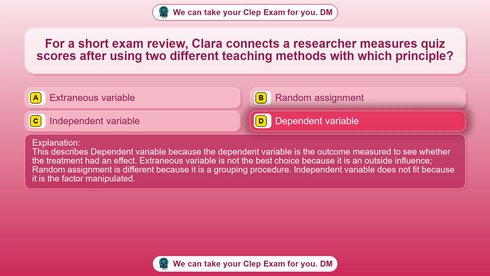This describes dependent variable because the dependent variable is the outcome measured to see whether the treatment had an effect. Extraneous variable is not the best choice because it is an outside influence. Random assignment is different because it is a grouping procedure. Independent variable does not fit because it is the factor manipulated.